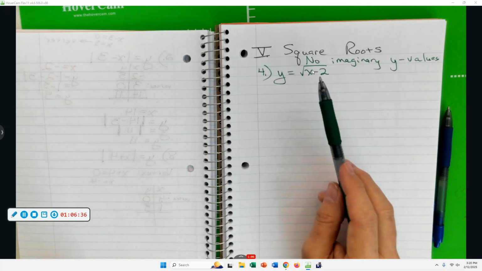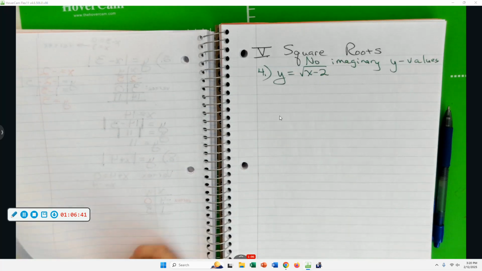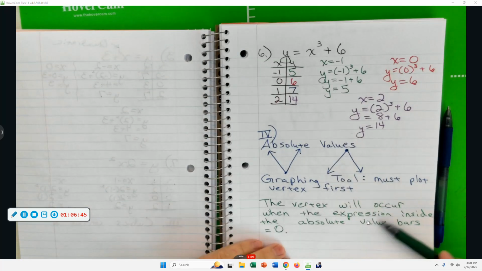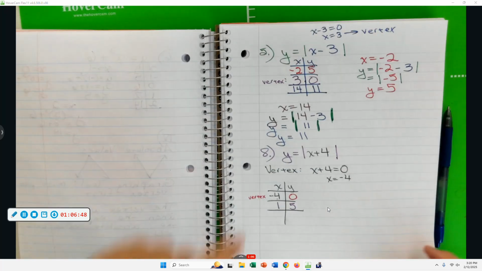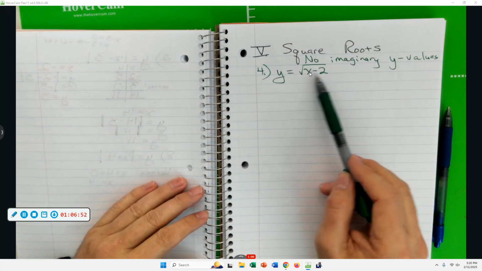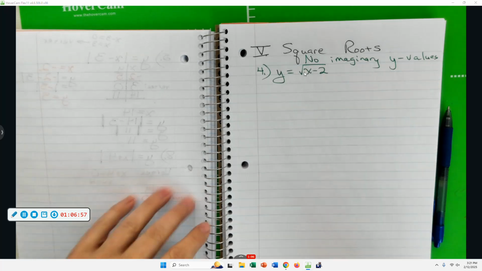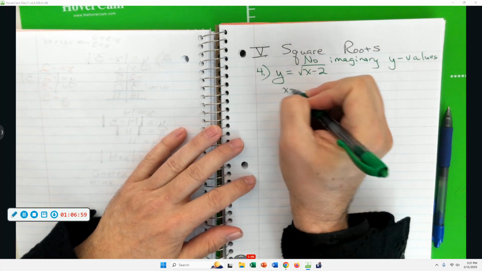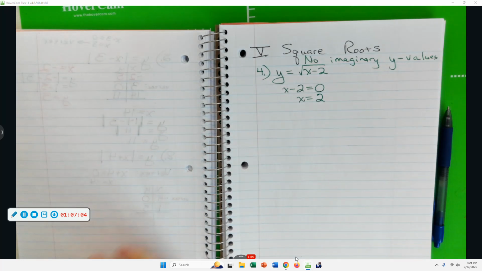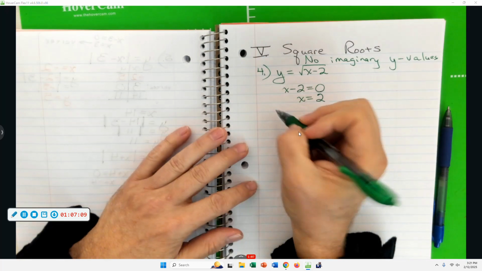What I do to graph square roots is what I ask myself with absolute values. With absolute values, I ask myself, when is the inside stuff equal to 0? And that gives me my vertex. What I do with square roots, I ask myself, when is the inside stuff equal to 0? And that gives me my starting point. So when is x minus 2 equal to 0? Well, when x is 2. So you're going to have to use 2 for x.